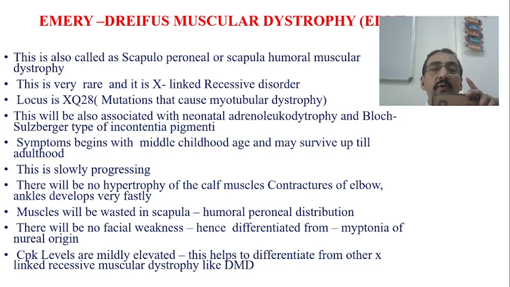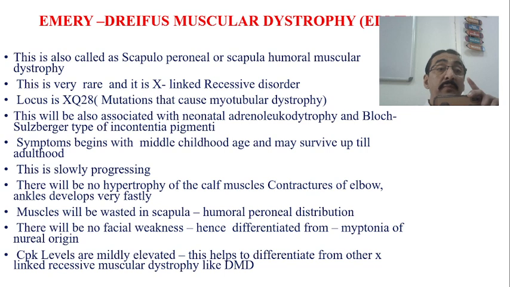And this will also be associated with neonatal adrenoleukodystrophy and incontinentia pigmenti. Of course, this is very rare. When it is there, it can present in an isolated way, or sometimes the muscular dystrophy may be associated with adrenoleukodystrophy. Adrenoleukodystrophy is one of the white matter diseases, and also incontinentia pigmenti.